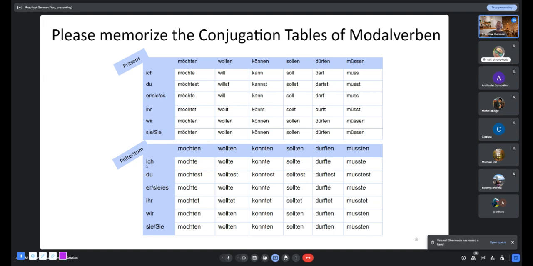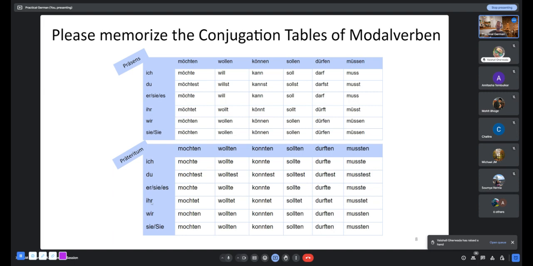Then how do you find for du? All you have to do is take the conjugation for ich and add the sound of est, just like you did over here, right? Musste became musstest, wollte became wolltest, konnte became konntest. Here, mochte will become mochtest, wollte will become wolltest, konnte will become konntest, sollte will become solltest, durfte will become durftest, musste will become musstest. So if you know for ich, you know for du. If you know for ich, you just have to add the sound of est and you get for du.